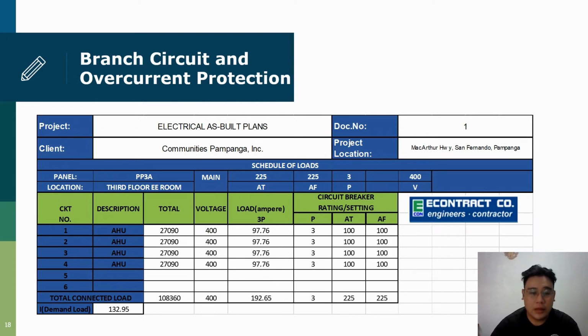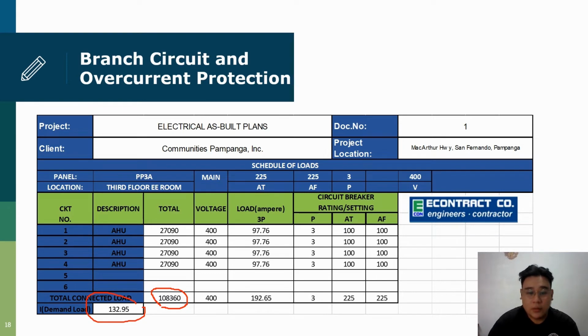Makikita natin yung AHU, 27090, 27090, 27090, tapos ang voltage is 400 volts, tapos ang load ampere is 97.76, lahat-lahat sila. Poles nila ay 3, ang ampere trip nila is 100, and the ampere frame is 100. Mayroon total connected load which is 108,360, which magsasatisfy sa kanina nating tinakel. So, ang next is yung demand load which is 132.95. Kagaya nga dun sa tinakel natin kanina.